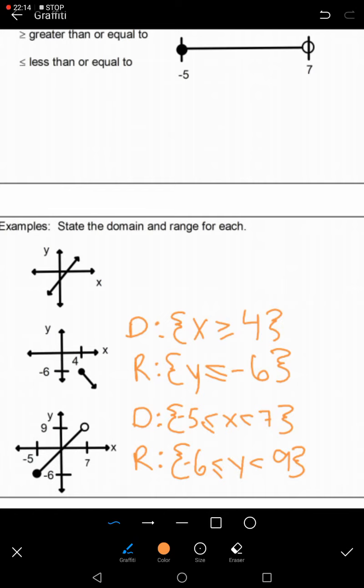Remember to check these dual conditions. All we have to do is read from the center out to make sure it makes sense. So y is greater than or equal to negative 6. Yep, it's greater than, right? The line is above negative 6. And y is less than 9. Correct. The line is only below 9.